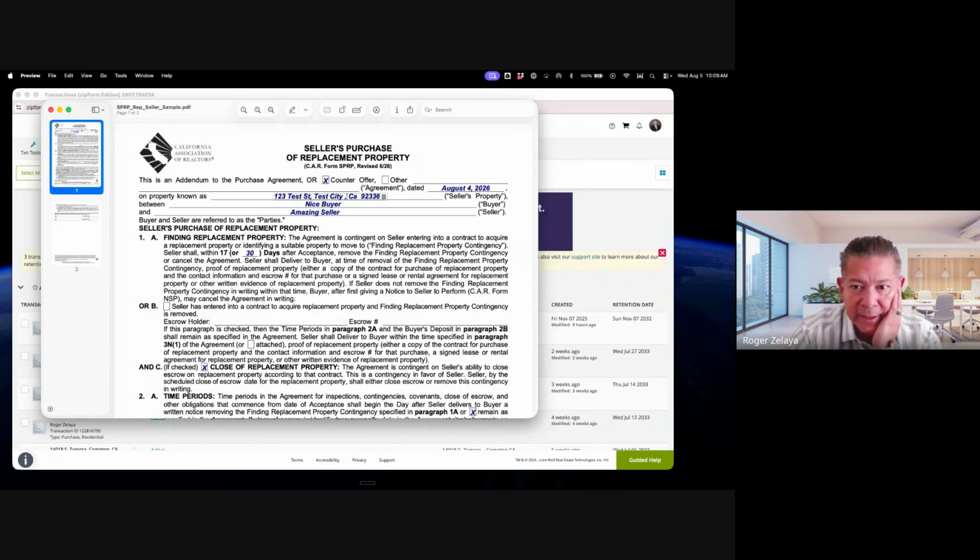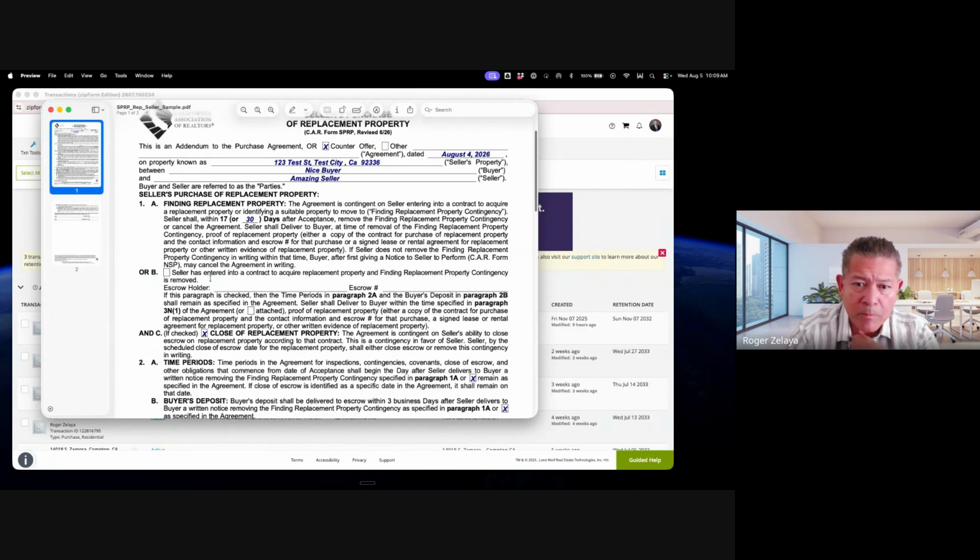So I've filled it out as 123 Test Street, between nice buyer and amazing seller. And then this form says that the finding replacement property, right? The agreement is contingent upon the seller finding a home, and it basically says within 17 days, right? Now, or you can ask for 30 days. I want to give my seller the most amount of time. Now, is the buyer's agent going to advise their buyer to accept these terms? I don't know, but I'm certainly going to ask, right? So within 30 days, right?